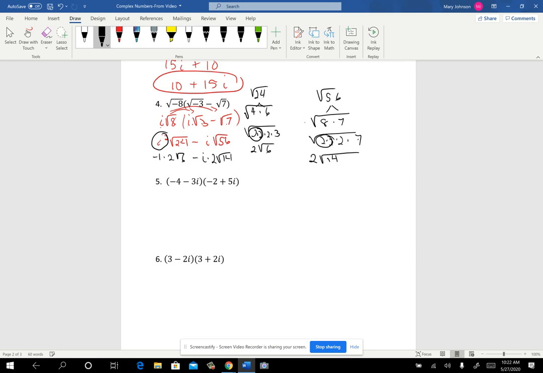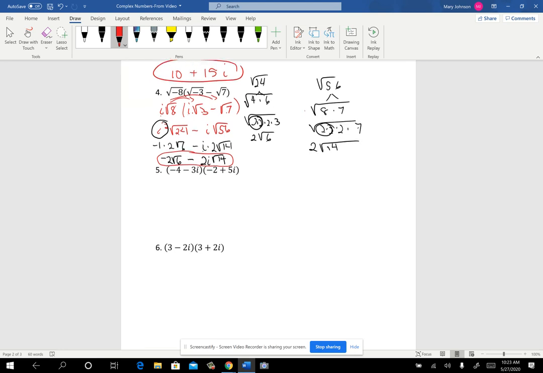Now, when you see how it all works, you can take a shortcut or two, but not from the beginning to the end. So this would just be -2 square root of 6. This would still be minus, and then you typically write it 2i square root of 14. And that would be right there, what you would type in. Okay. All right, and then these two aren't too bad.